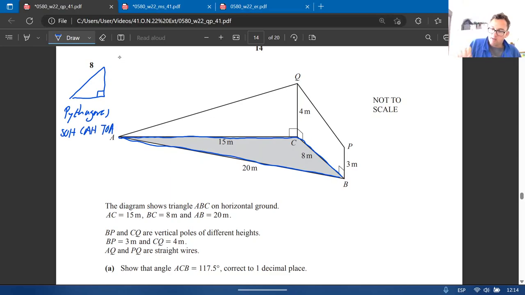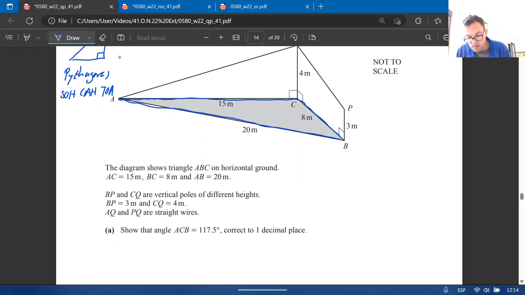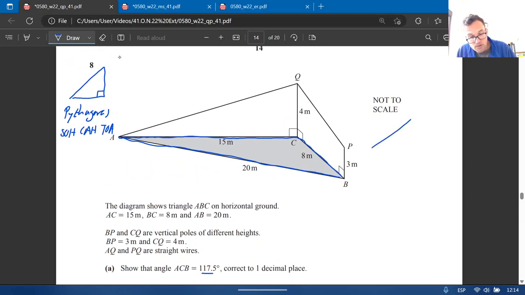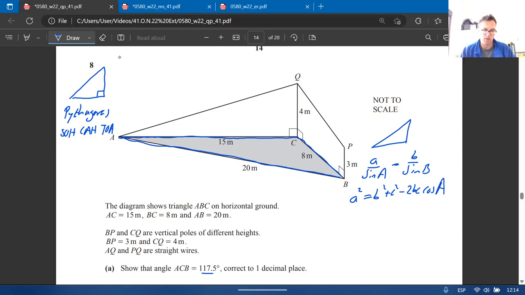Angle ACB is an angle in triangle ABC, and that's not a right angle triangle. Don't assume it is. In fact, they tell you that the angle ACB is 117.5, so it's not a right angle triangle. And if it's not a right angle triangle, what we're going to use is either the sin rule in its different forms, this is just one, or, of course, the cos rule, which starts off with a nice Pythagoras, and then it evolves into something a bit more chaotic.